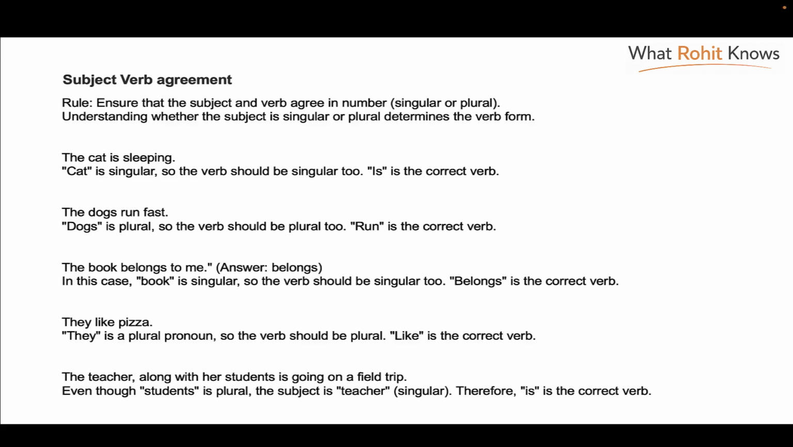So you see the subject and the verb, and it's very common to see these kind of mistakes. People will write the dog run fast or the dogs runs fast. But just by keeping this simple rule in mind, you can avoid this type of silly mistake.